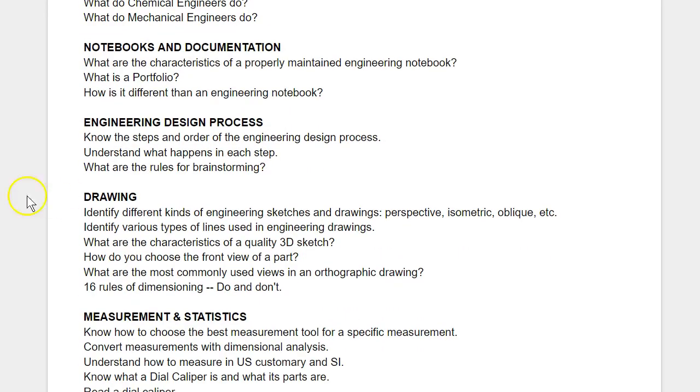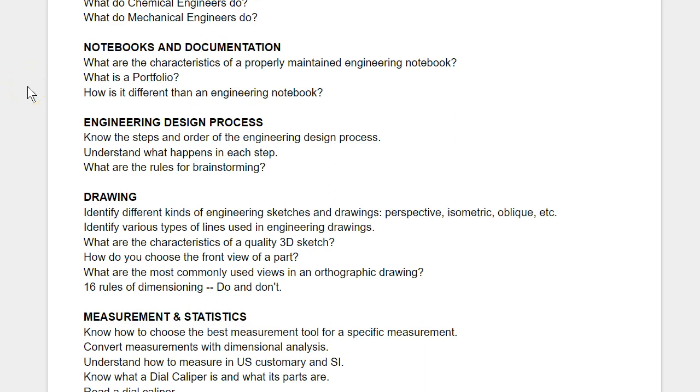You need to go back and look at your ideas about notebooks and documentation. So you need to know the characteristics of a properly made engineering notebook. What can you do? What should you do? What should you never do? Like tear pages out, or scribble out entire sections, or leave big chunks of your pages blank, that sort of thing. Don't destroy the notebook. You need to know the definition of a portfolio, and you need to know how a portfolio is different than an engineering notebook.